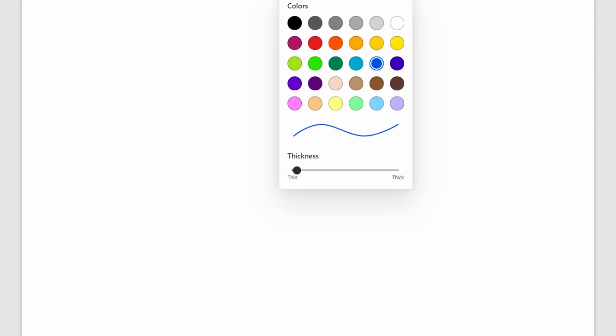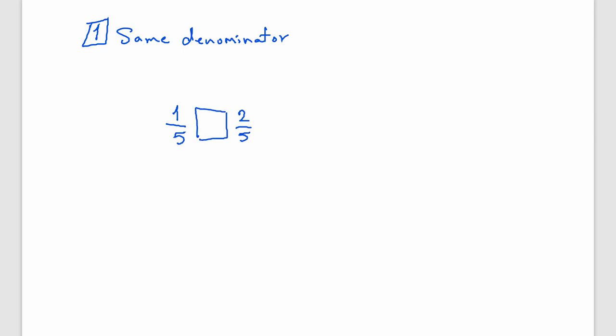Please focus with me. This is very important, my heroes. We need to summarize how to compare fractions. We have three cases. The first case is when the two fractions have the same denominator. An example for that, 1/5 and 2/5. In this case, my heroes, it's very simple.